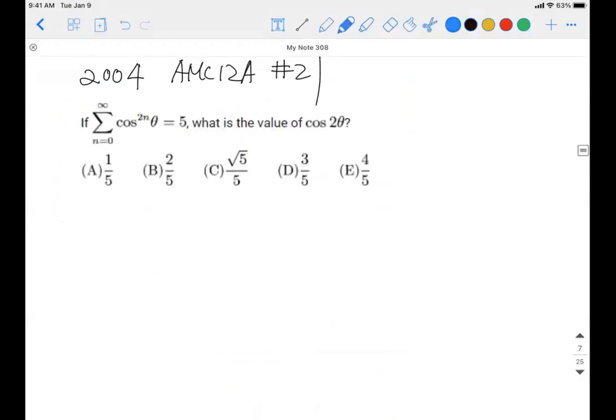So this one, let's have a look. If the sum from n equals 0 to infinity of cosine to the power 2n of theta, that is, cosine 2 theta, cosine theta squared, cosine theta to the power 4, to the power of 6, and so on and so forth, all summed together equals 5, then what's the value of cosine 2 theta?